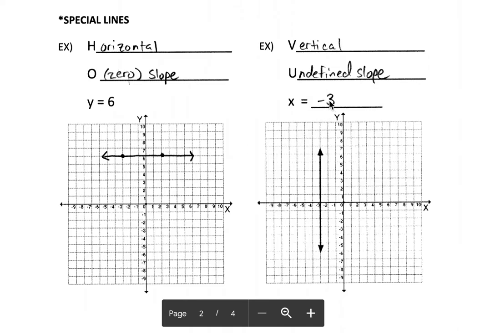Over here on the vertical side, V is going to remind us that we're dealing with a vertical line. U is going to remind us that a vertical line has an undefined slope. And X is going to remind us of how we write the equation for a vertical line. It's going to be x equals whatever the x-intercept is. And really, any point on that vertical line has an x value, or an x-coordinate, of -3.